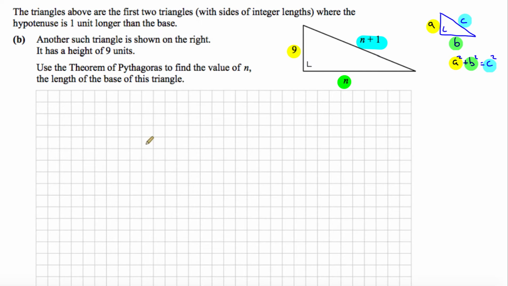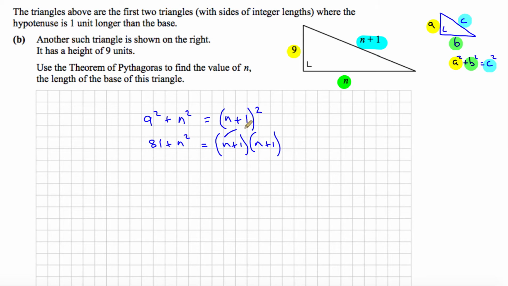So now we're going to set this up. We're going to have the yellow squared plus the green squared is going to be equal to the blue squared. And be careful there, when you're squaring the blue, you're squaring the whole thing. So you want to put it all in brackets like that. So that's going to give me 9 squared, 81, plus n squared is just n squared. And that's equal to n plus 1 by itself is n plus 1.